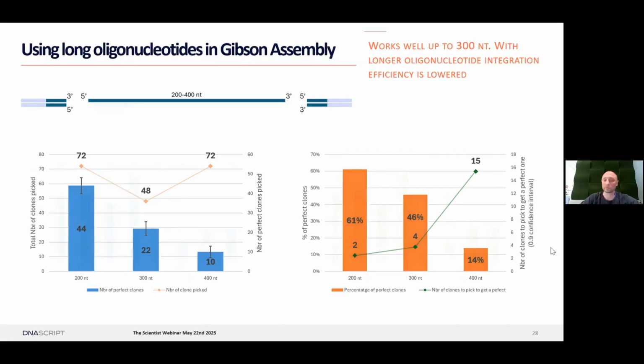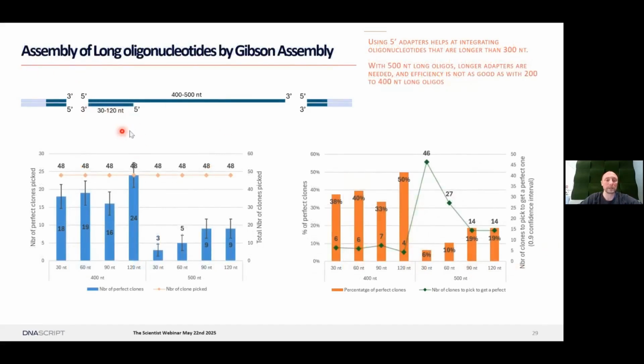So to overcome this situation, we tested the same reaction, but instead of having the oligo alone, we annealed it to what we call a 5' adapter that is supposed to allow the 5' exonuclease to act immediately when you mix all the components of the Gibson reaction together. So with 400 MER, you see that you're immediately increasing the integration rate, and you obtain statistics telling you that you have to pick around 4 to 7 clones, depending on the length of the adapter, to get the perfect construct.